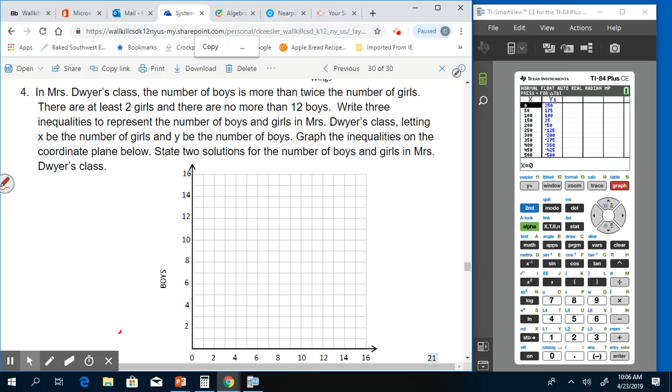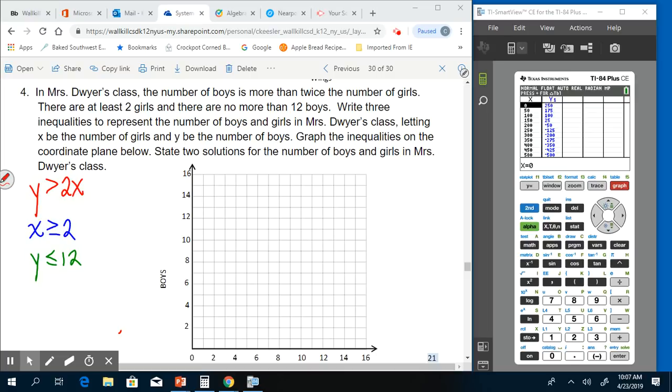First, we know again that girls are X and boys are Y. So we have the number of boys, which is Y, is more than twice the number of girls, 2X. So there's one equation. There are at least 2 girls in her class. So girls are X, at least 2 girls, so X is greater than or equal to 2. And there are no more than 12 boys. So boys are Y, and there's no more than 12 of them. So that's Y less than or equal to 12. So there's our 3 equations, and we can go back and start graphing them.